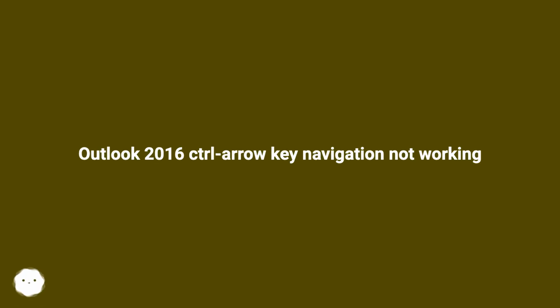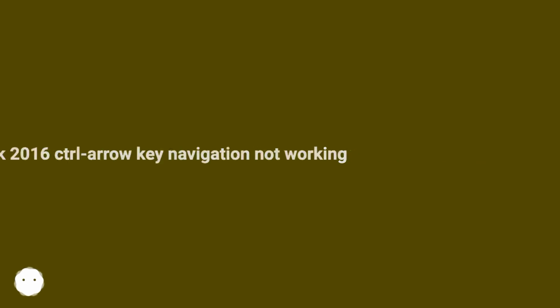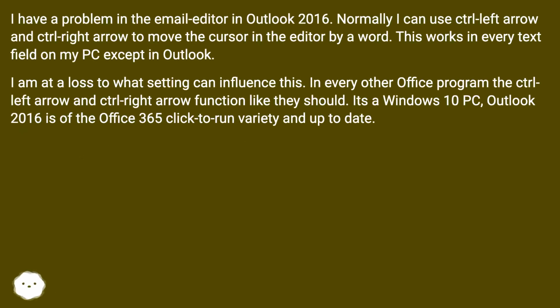Outlook 2016 Ctrl-Arrow key navigation not working. I have a problem in the email editor in Outlook 2016. Normally I can use Ctrl-Left arrow and Ctrl-Right arrow to move the cursor in the editor by a word. This works in every text field on my PC, except in Outlook. I'm at a loss to what setting can influence this.